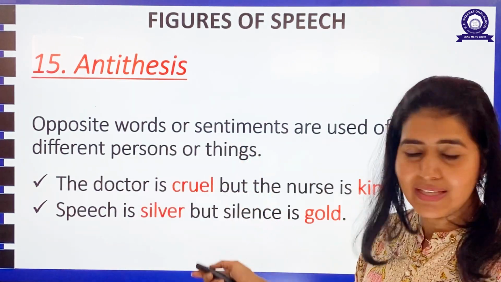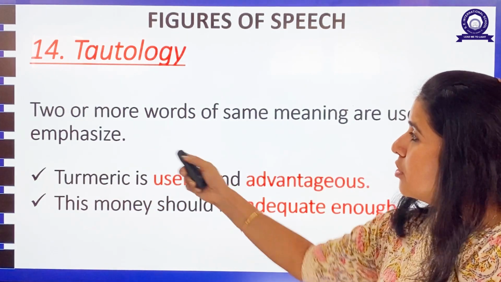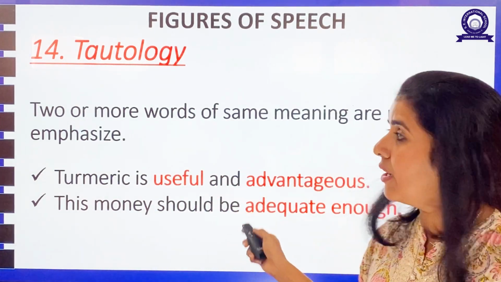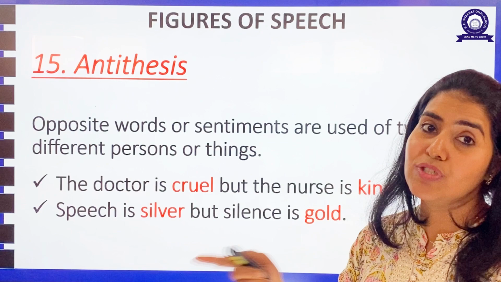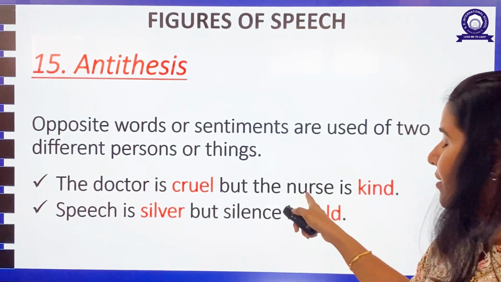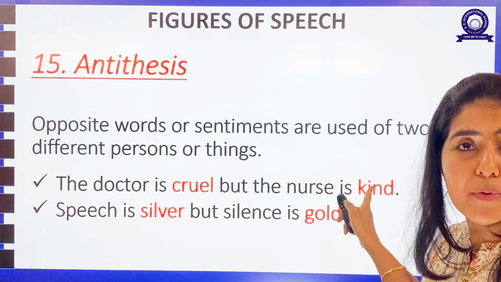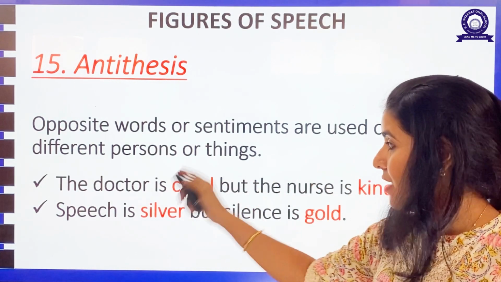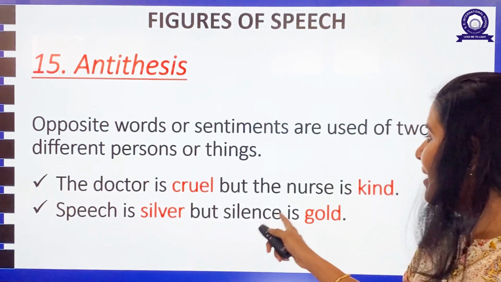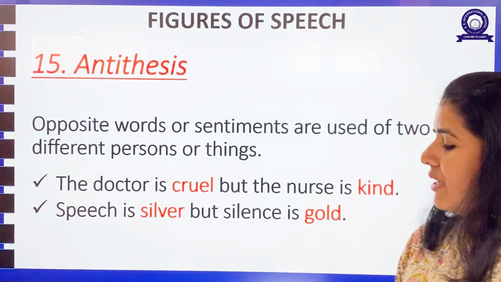Next we have antithesis. Tautology and antithesis are opposite. In tautology you stress on the same word and in antithesis you take the opposite words. Like the doctor is cruel but the nurse is kind. So here we are giving two words of opposite meaning in the same sentence. Speech is silver but silence is gold. Indeed, we have both the words with opposite meaning.